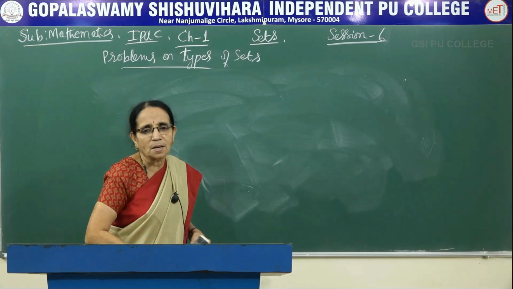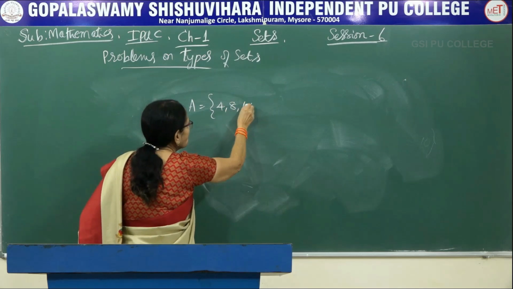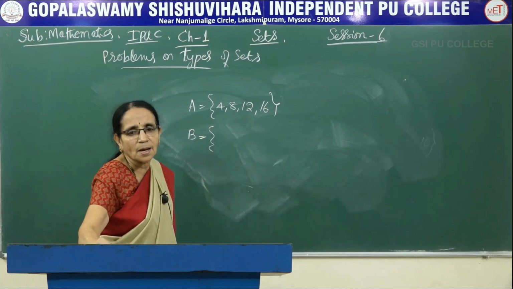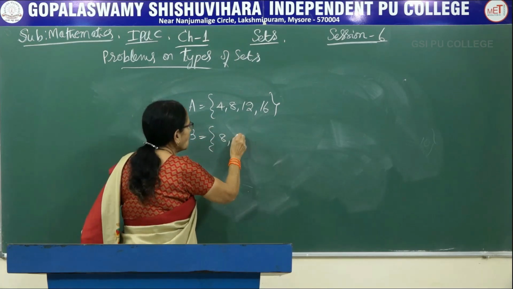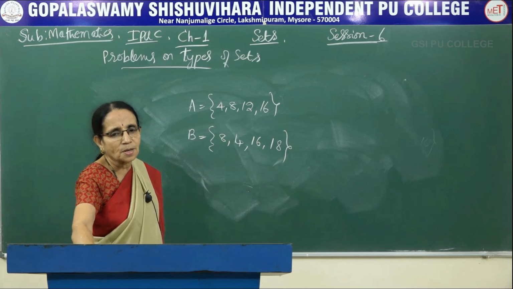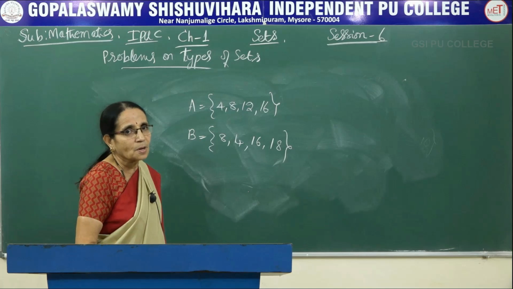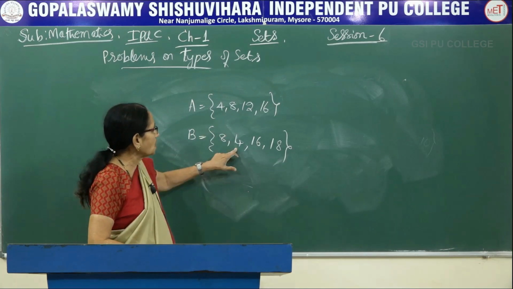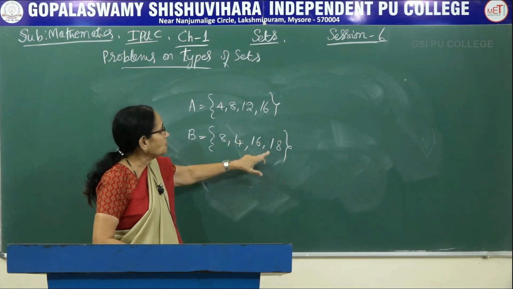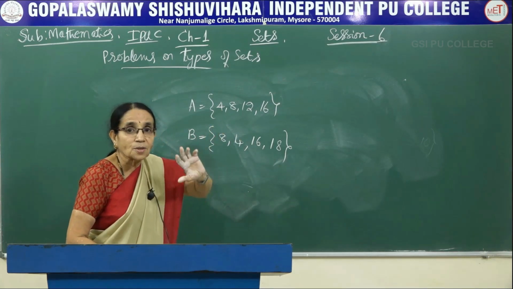Now, let me take another set. A contains the elements 4, 8, 12 and 16. B contains the elements 8, 4, 16 and 18. Look at the elements. Both of them are containing same number of elements. Are they equal? See, 4 is there, 8 is there, 16 is there. But A is having a number 12, B is having 18. So, though the same number of elements are there, not the exact elements here.